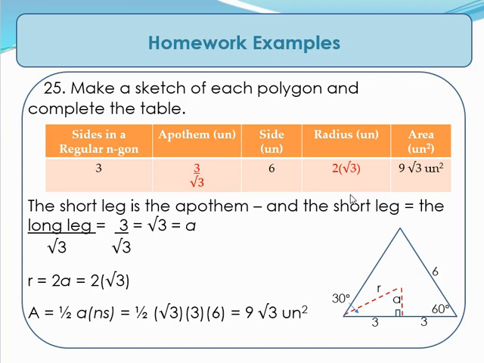So the short leg is the apothem, and the short leg equals the long leg divided by the square root of 3. I know this from working with the ratios. So go back to your notes about the ratios and how the long leg relates to the short leg. Okay, so the long leg was 3 divided by square root of 3. If we rationalize this and multiply by 3 over 3, we end up with square root of 3, which equals a. So this a is the square root of 3.